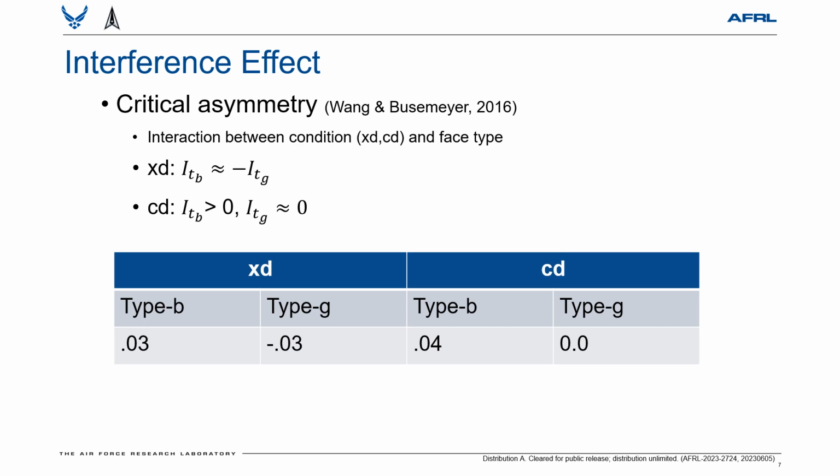The table below illustrates a pattern of interference effects, sometimes called the critical asymmetry. The critical asymmetry is an interaction between condition and face type. In the XD condition, the interference effect is positive for type B faces and is negative but approximately equal in magnitude for type G faces. In the CD condition, the interference effect is positive for type B faces but approximately 0 for type G faces.